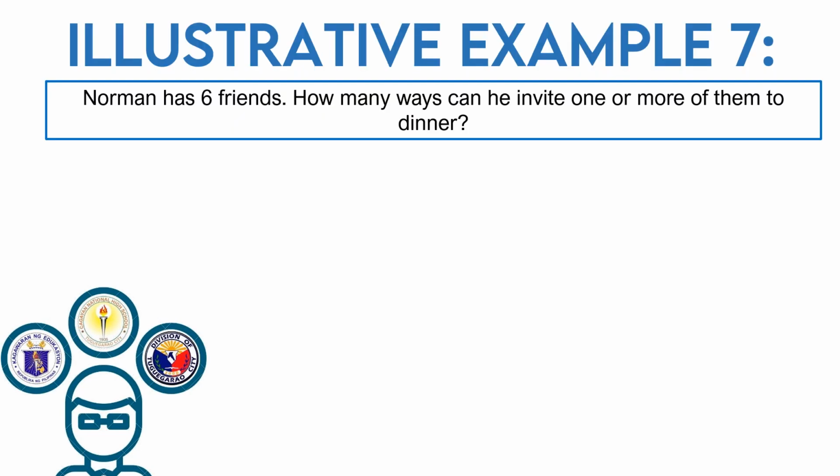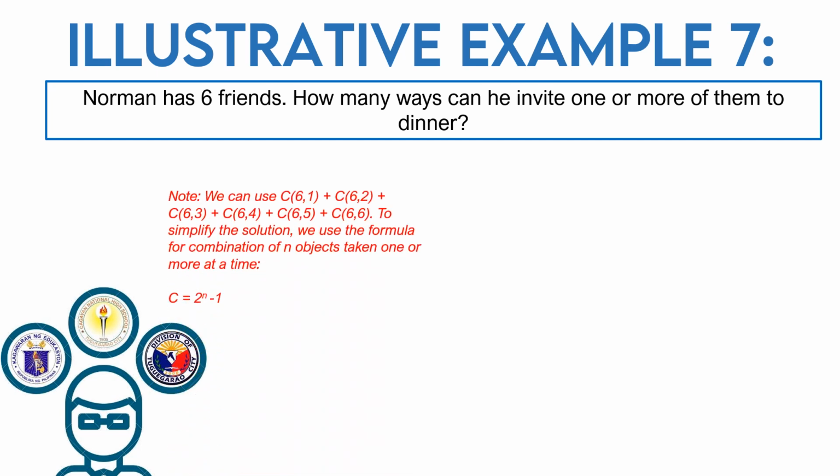Let's try this example. Norman has 6 friends. How many ways can he invite one or more of them to dinner? Now, notice that the question is asking for the number of ways that he can invite one or more of them to dinner. So, we can use combination of 6 taken one at a time plus combination of 6 taken two at a time, because we are talking of one or more, plus combination of 6 taken 3 at a time plus combination of 6 taken 4 at a time plus combination of 6 taken 5 at a time plus combination of 6 taken 6 at a time.